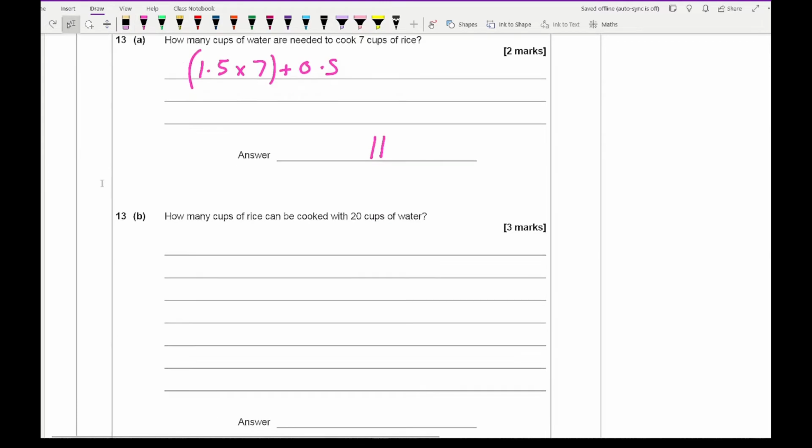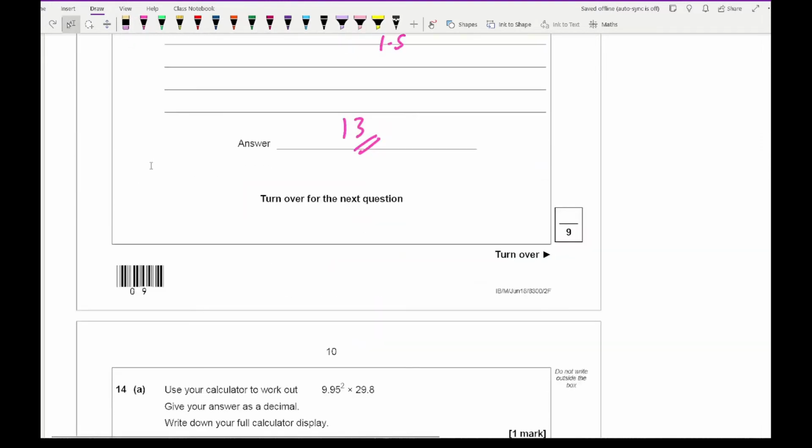Then it says, how many cups of rice can be cooked with 20 cups of water? So here I've got 1.5 times R plus 0.5 equals 20. So then if I just go on and rearrange this, I end up with 1.5 R equals 19.5, and then R equals 19.5 divided by 1.5. I type that into my calculator and I get an answer of 13.